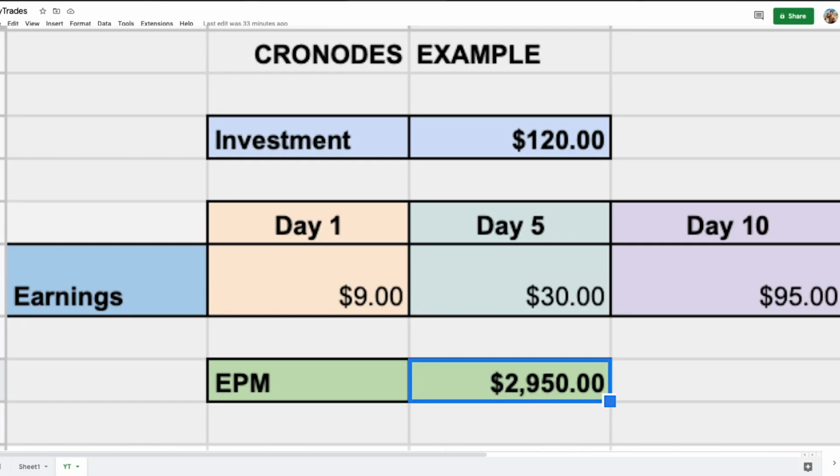Here's a good example with Cronodes. If you had invested about $120 in this project back when the price per one token was about $3, your earnings per day at that point would be about $9. On day 5, those earnings would be $30, and on day 10, your earnings per day would be $95. And that's all because you got in the project extremely early and the price appreciated massively. And at this point, your $120 investment would have turned into close to $3,000 per month.